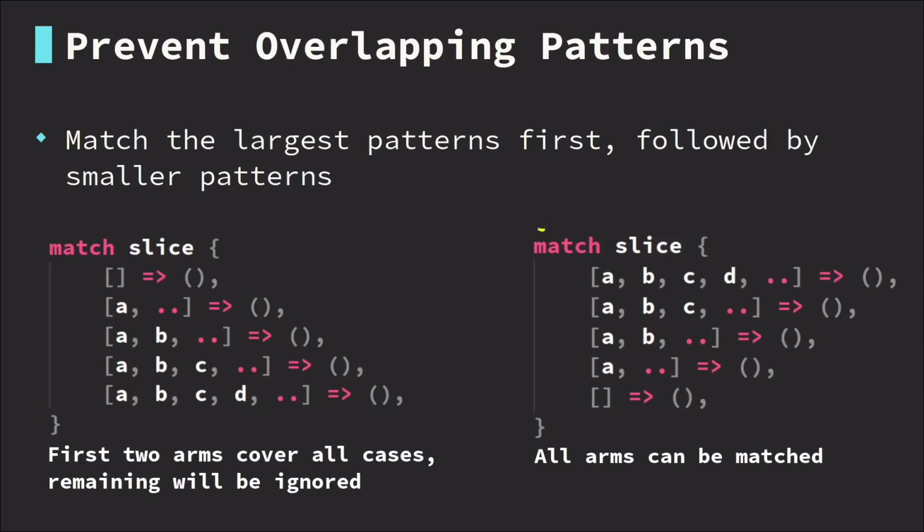If we were to flip this match expression around and put the largest ones first, we'll see on this first match arm will match 4 or more elements, and that's okay. The second arm will match 3 or more. The third will match 2 or more, the last will match 1 or more, and then we'll have the empty slice. So on the one on the right, all of these match arms can be triggered under their specific scenarios.